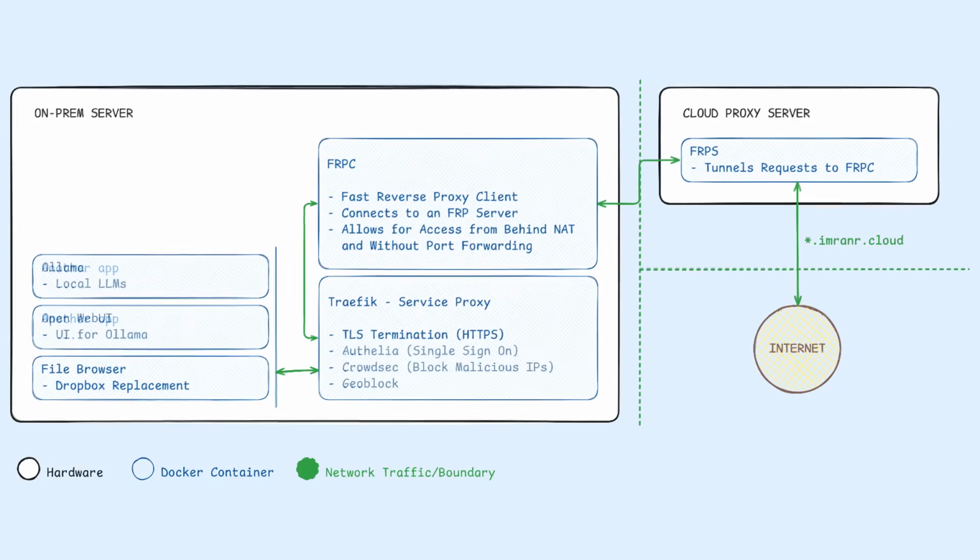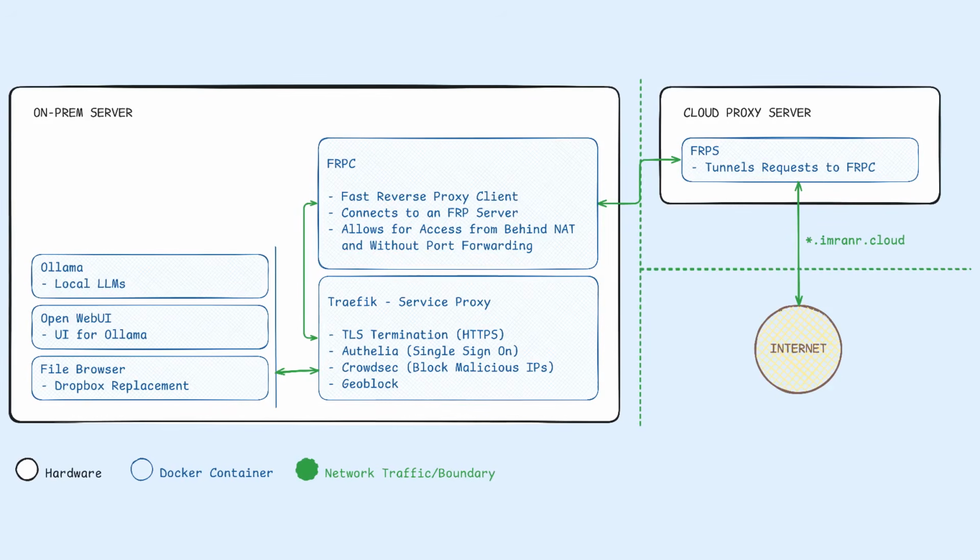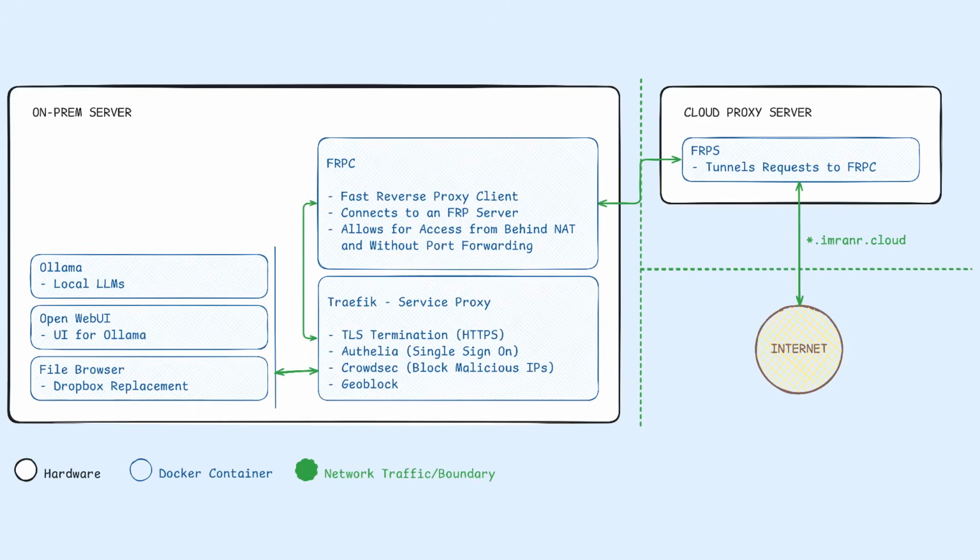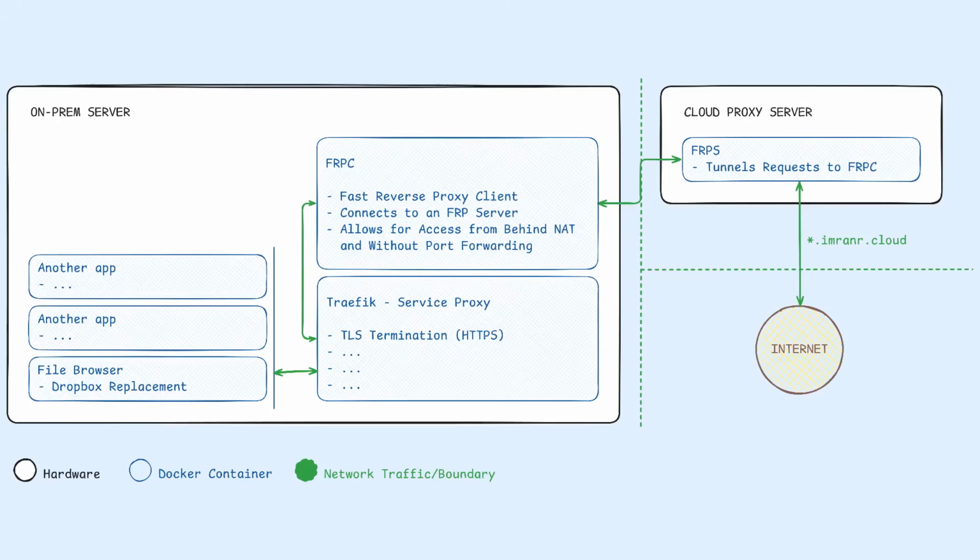For example, we could set up a single sign-on authentication layer to protect all the apps, we could use CrowdSec to protect from malicious bots, or GeoBlock to block specific countries, etc. But I'll save those for the next video, since this one is going to be long enough as it is. Okay, let's get into it.